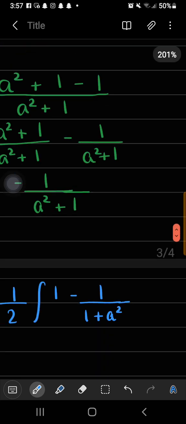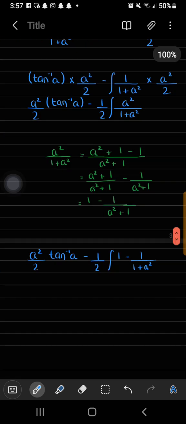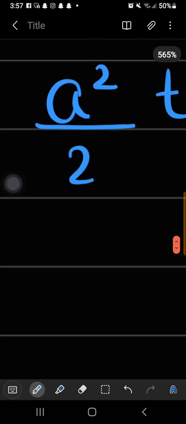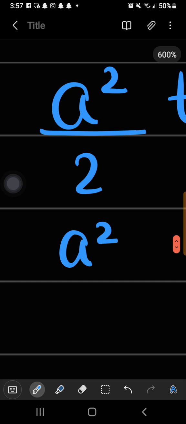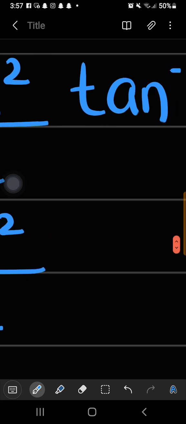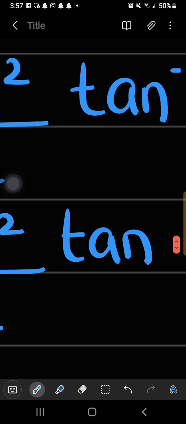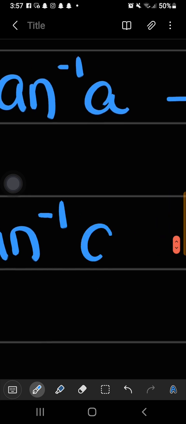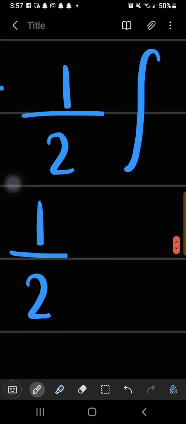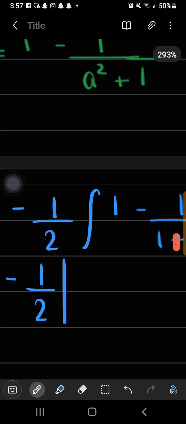Okay, just have a good look. I will tell why, because we had learned, I will tell what we had learned. Okay, moving ahead. Just don't break the rhythm. Now I will tell in this step what we had learned. So this is the same: a square upon 2 tan inverse a minus 1 upon 2. Now we are going to integrate this.